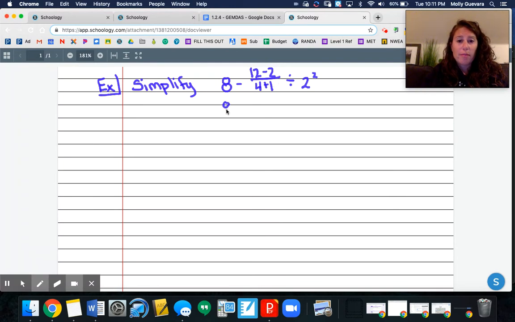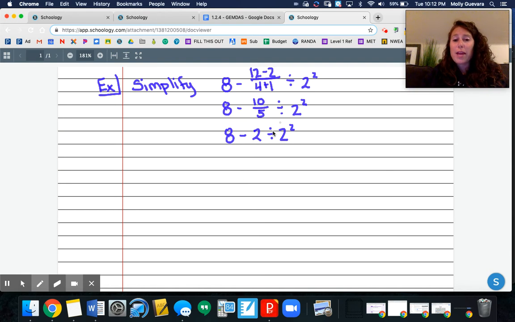Okay, so my 8 is going to still come down. Minus 12 minus 2 is 10. 4 plus 1 is 5. Divided by 2 squared. Okay, still have a grouping here because I can't do anything until this fraction's gone. So I have 8 minus 10 over 5, which is 2, divided by 2 squared. Now I'm at the point where I don't have any more groupings.